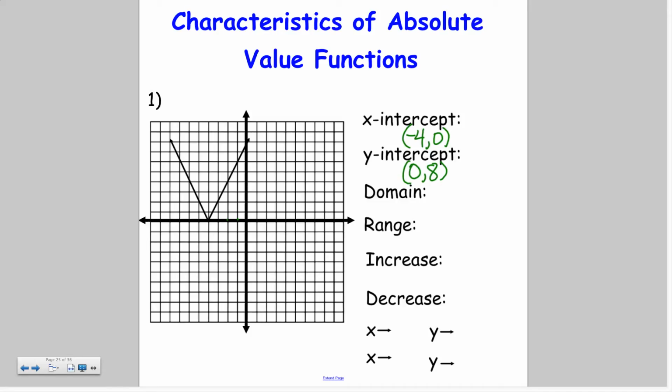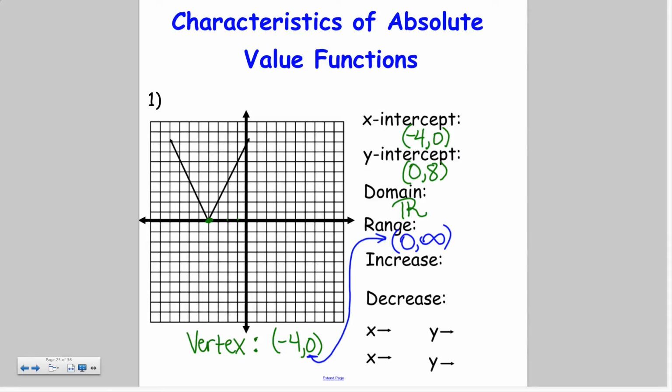Now, your domain is going to always be all real numbers. Okay? Now, my vertex, and I want you to go ahead and write this down at the bottom because you're going to need to know this every time. But my vertex is where my V is, the bottom of my V. And this one, it just happens to be negative 4, 0. Okay? Now, that's going to give me some information. For my range, my y value in my vertex is 0. So my range is going to be 0, and since my graph is going up, it's going to go to infinity. Okay? So this right here helps me with my range.